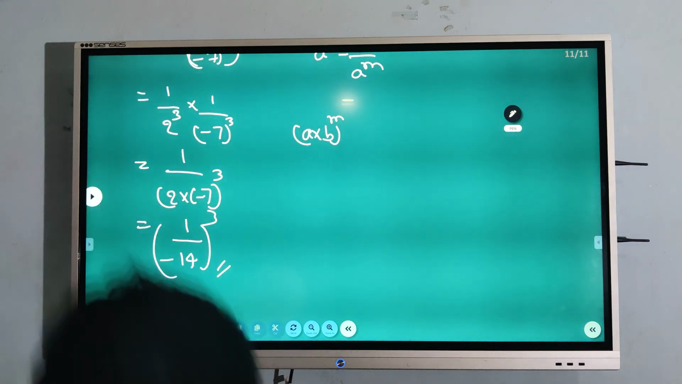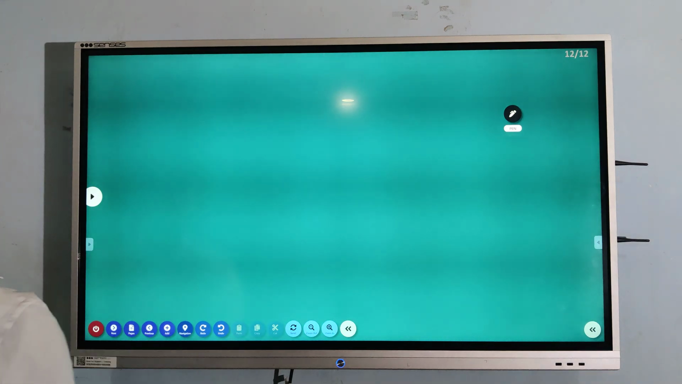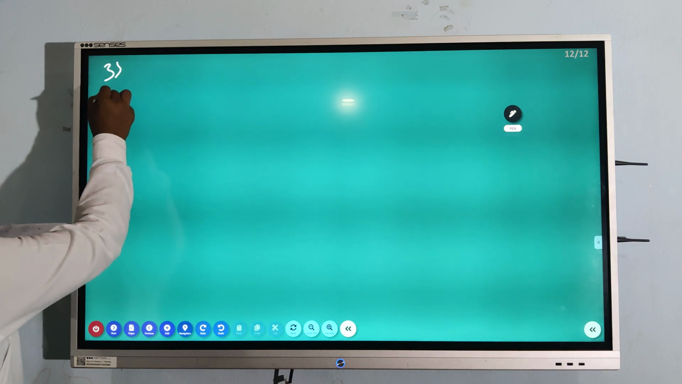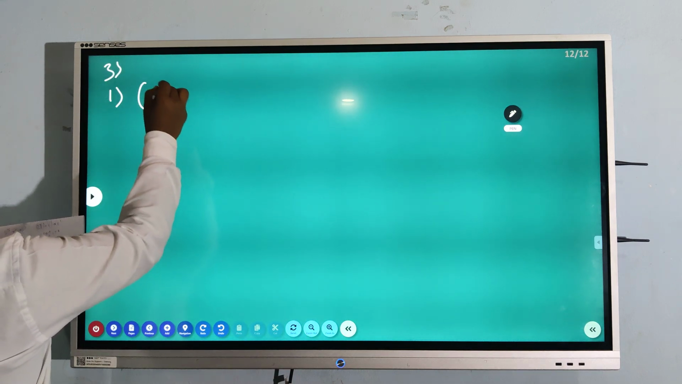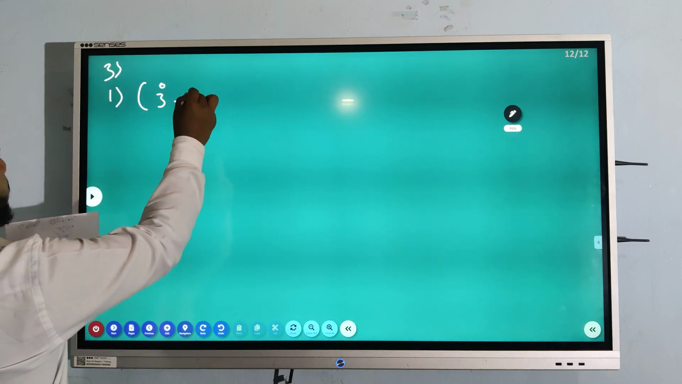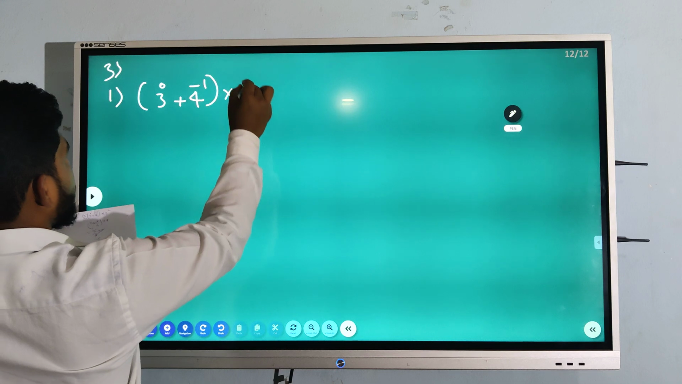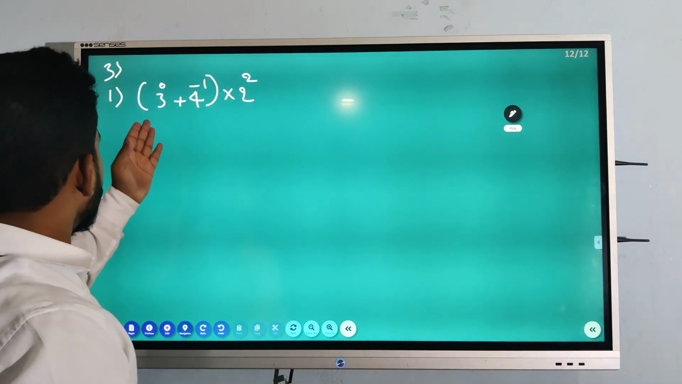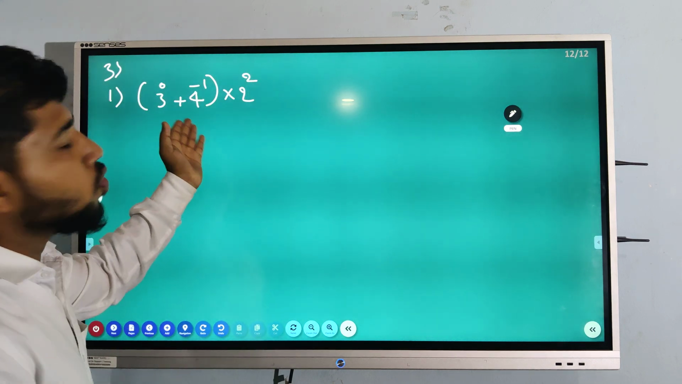Now looking at the third main problem. This is the third main problem. First one: (3 power 0 plus 4 power minus 1) into 2 power 2. What is the problem here? Bracket 3 power 0 plus 4 power minus 1, into 2 power 2.